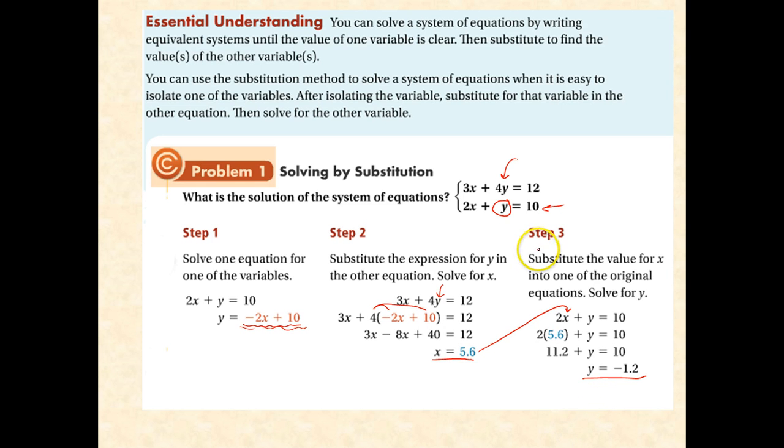So using the intersect thing on the graph is going to be good if your answers are a nice short terminating decimal. Other than that, it's not going to give you a fraction answer. If you have to put your answer in terms of a fraction, then the calculator is not going to help you there. So the solution is 5.6 comma negative 1.2.